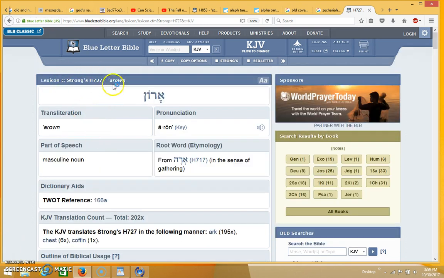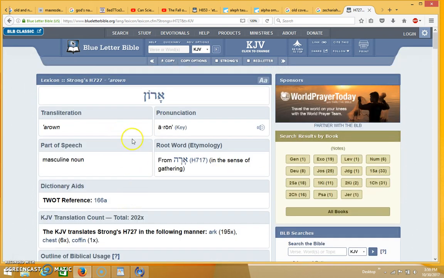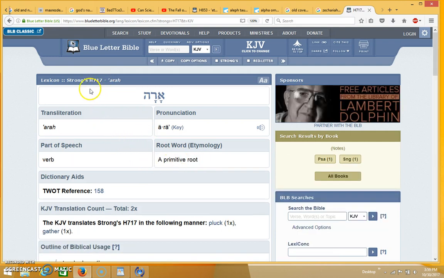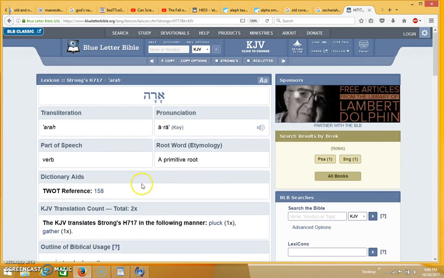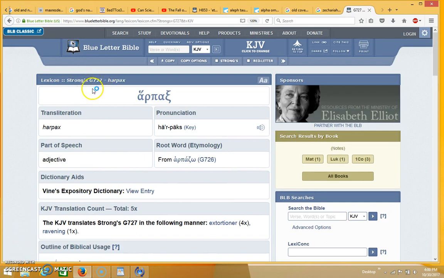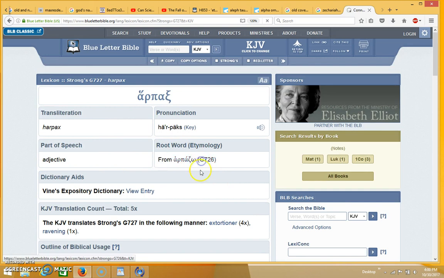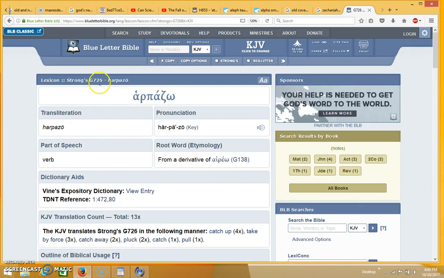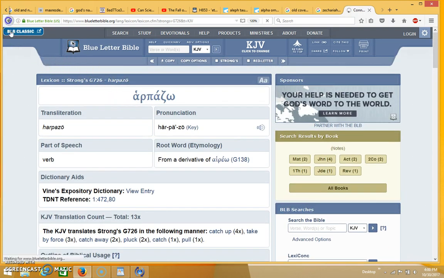I've also pointed out how the Strong's number in the Hebrew for ark, as in the Ark of the Covenant, is Strong's number 727, but it's a variation of another word for ark, and that's 717, which means to pluck or gather. And the Strong's number 727 in the Greek is a form of the word arpazo, which is the word for rapture in the Greek. So that's either Strong's number 726 or 727.